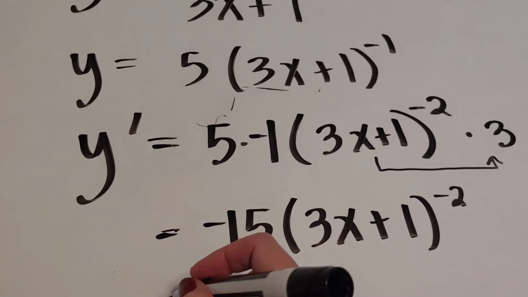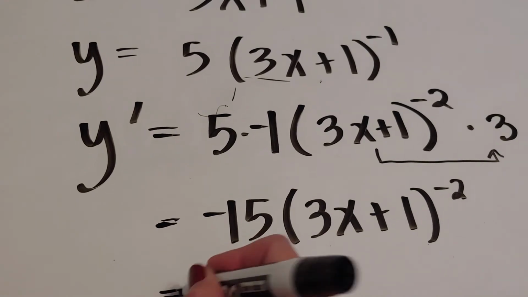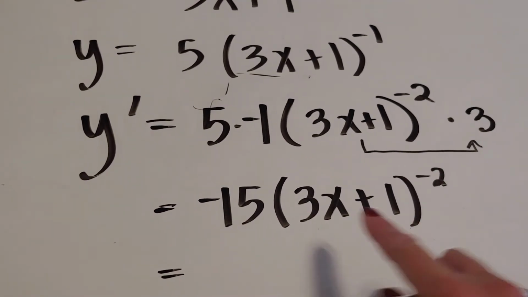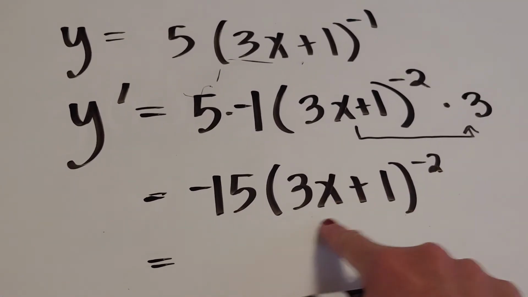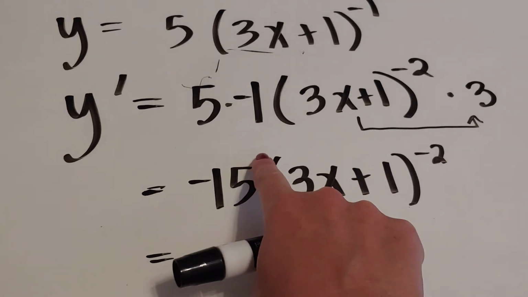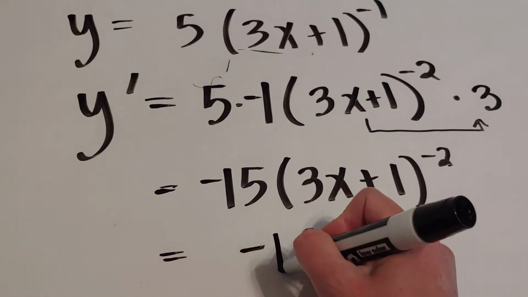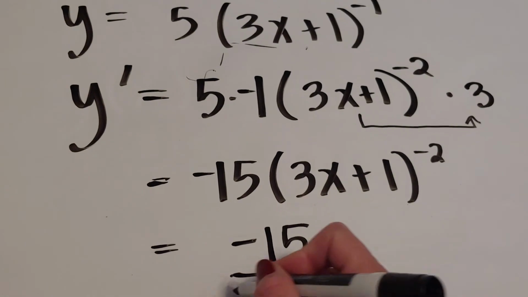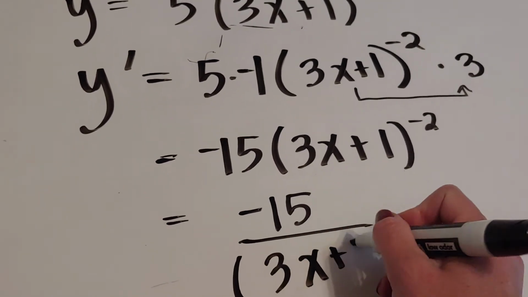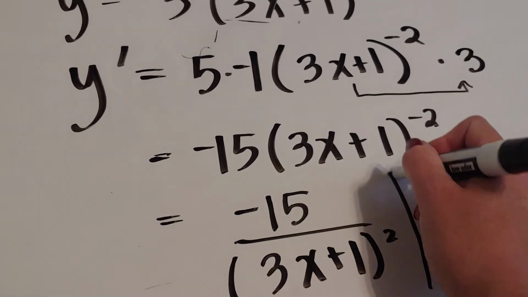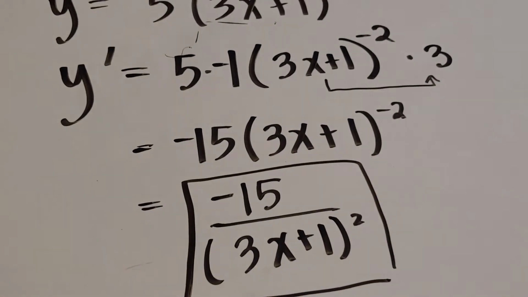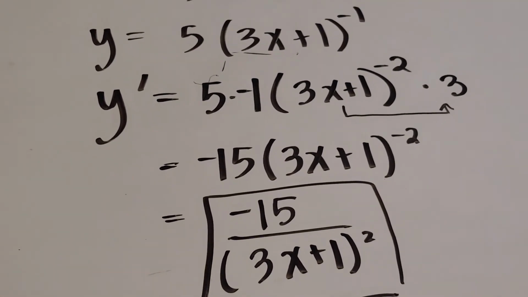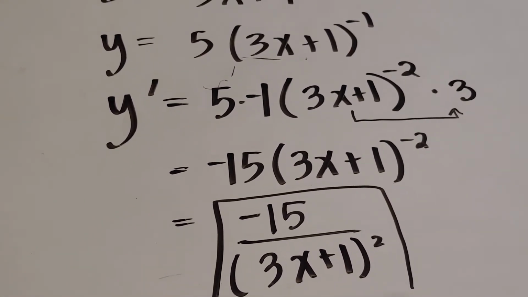And if you think about it, if you did this problem using quotient rule, you'd have a fraction. So let's rewrite it as a fraction. This to the -2 is my denominator. This does not have a negative exponent, so it's staying upstairs. So this would be -15, 3x plus 1 quantity squared in the denominator. And there we have it. 2 nice examples using parentheses and powers.